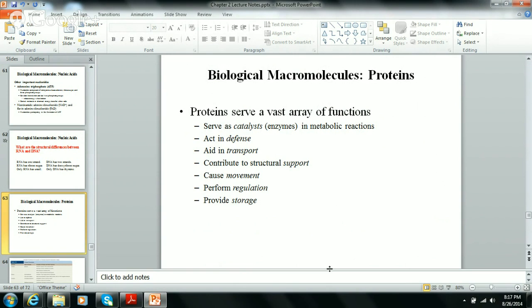So it can work as an enzyme, and enzymes work as catalysts to help speed up metabolic reactions inside your body.